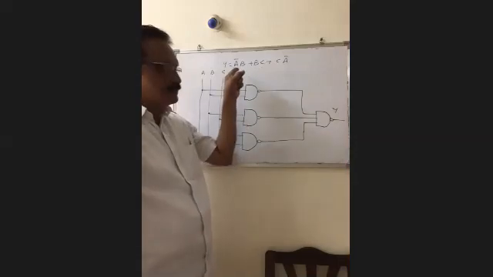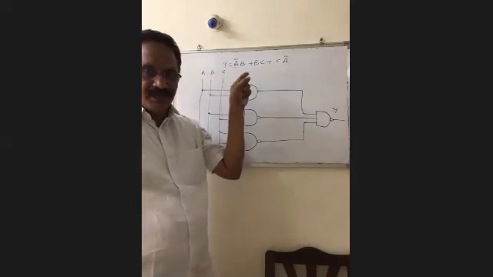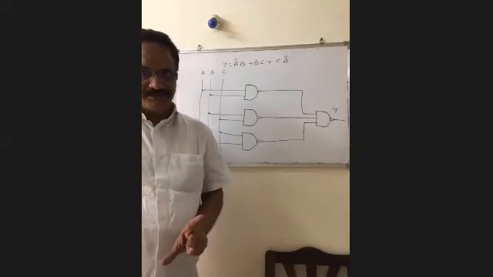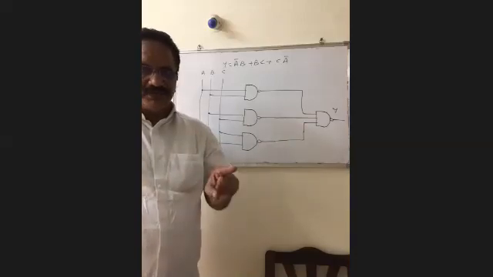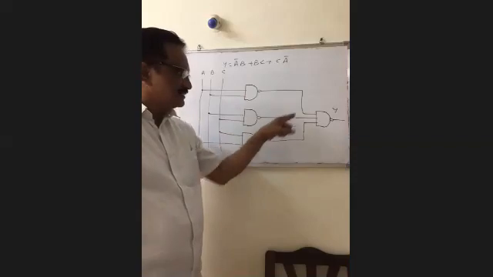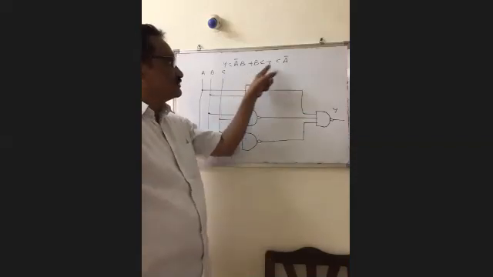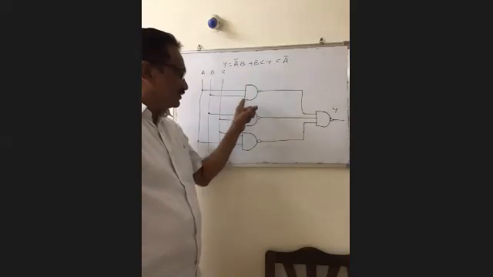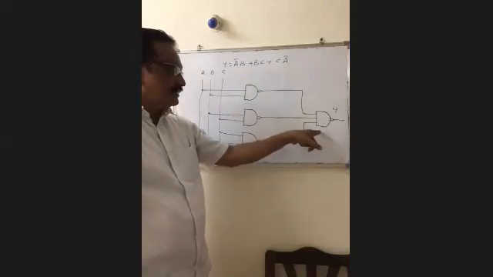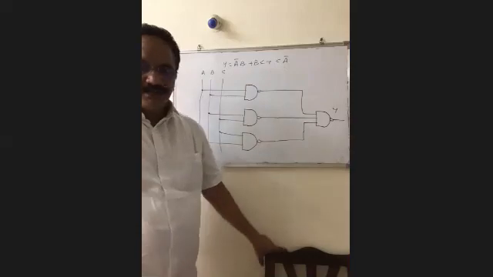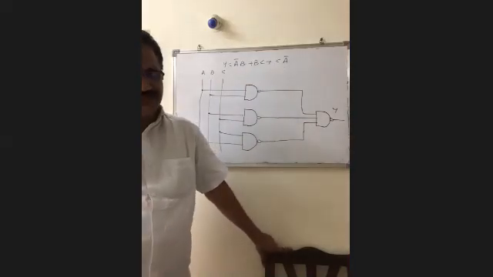To realize that expression by using only NAND gates, no doubt in that one, the first level gates are NAND gates and the second level gate is also a NAND gate. So 3 product terms are there, so 3 2-input NAND gates, and it requires 1 3-input NAND gate in the second level.